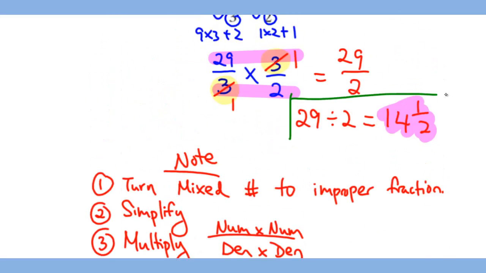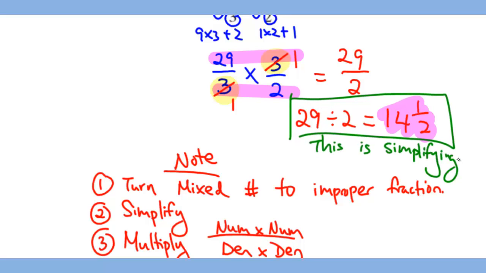In this case, this is actually simplifying. So you don't leave your answer as an improper fraction. You always try to turn it into a mixed number as your final answer. That's it for the lesson.